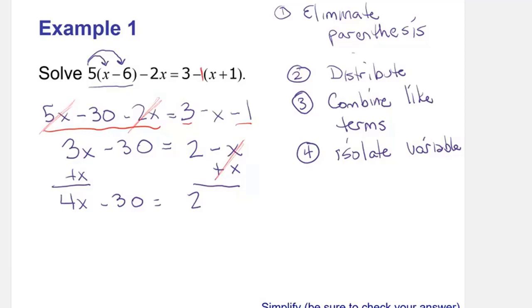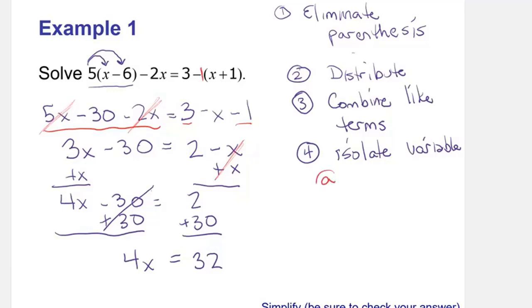Now I need to get that 30 away from the x, because we want to get x on one side and everything else on the other. So how am I going to do that? I'm going to add 30 to both sides. I get 32. And on the left-hand side, these are going to cancel, and I get 4x. I'm going to always do adding and subtracting first here. We're going to add and subtract first.